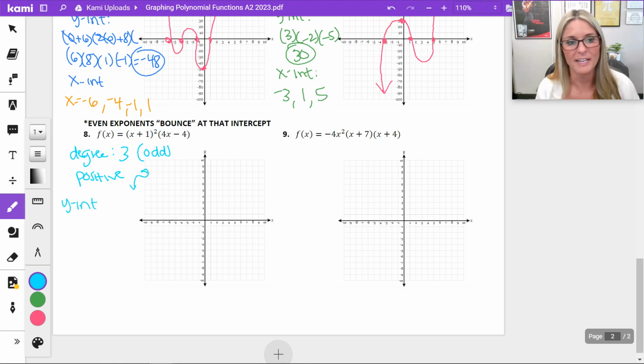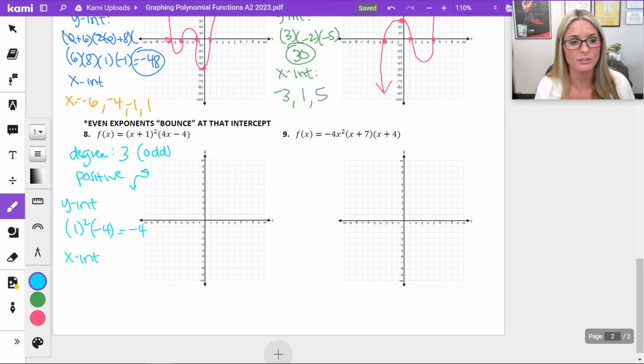Let's identify our y-intercept. As I plug in 0, we're going to have a 1 squared. This could be significant in other problems, so I do want to make sure you notice we have a 1 and it is being squared. When I plug in 0 for the second factor, we'll have -4. That's just going to give us a -4 for our y-intercept.